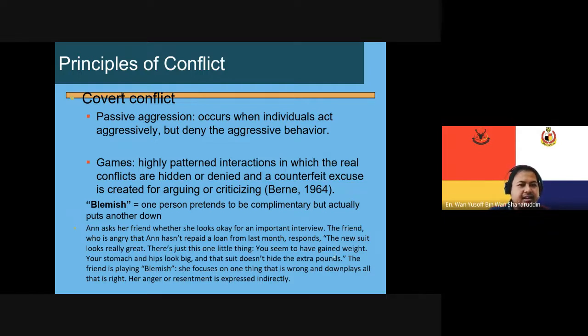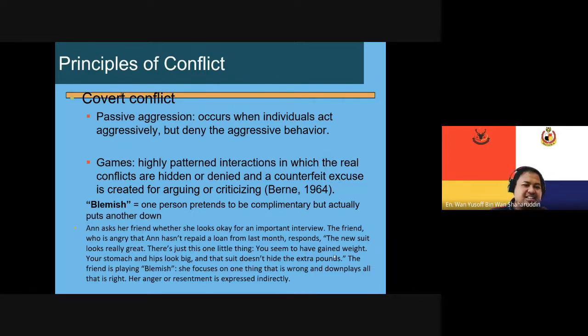All right, and then sometimes we also have the term that we call games, games in covert conflict. Games can be defined as a highly patterned interaction in which the real conflicts are hidden or denied, and a counterfeit excuse is created for arguing or criticizing. It is quite similar to passive aggression, right? But when you are expressing your covert conflict in the form of games, there are a few games that I will be showing you after this. Not like an actual game that you will be playing, but these are called the games of covert conflict.